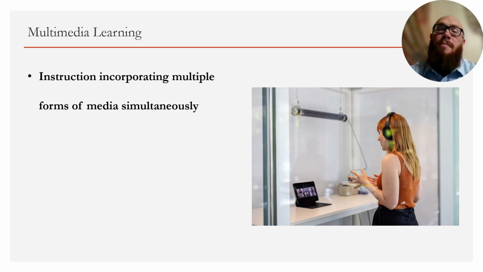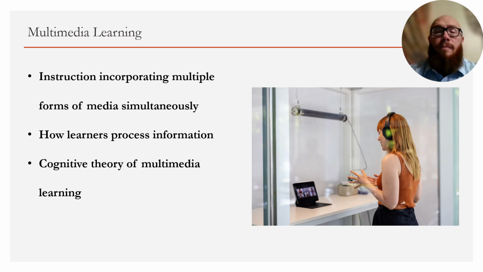A reason for this might be due to the way learners process information. According to the cognitive theory of multimedia learning, multimedia instruction makes use of different information processing channels, including the auditory and visual channels, to avoid overloading learners' working memory and thereby allow them more effective processing and encoding of new information, according to Liu et al.